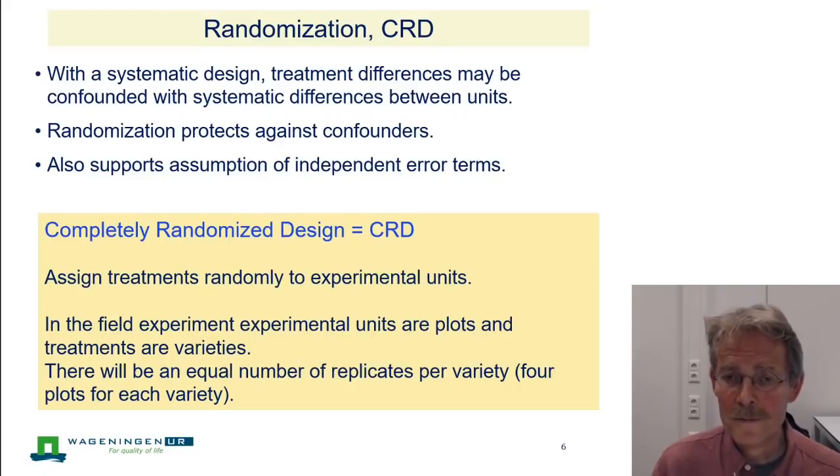And so far, we randomized all the time. That is a particular design called a completely randomized design. So far, in most instances, we used this completely randomized design. And in the field experiment, the experimental units are the plots, the treatments are the varieties, and these varieties are randomly assigned to the plots. At least that's an option.